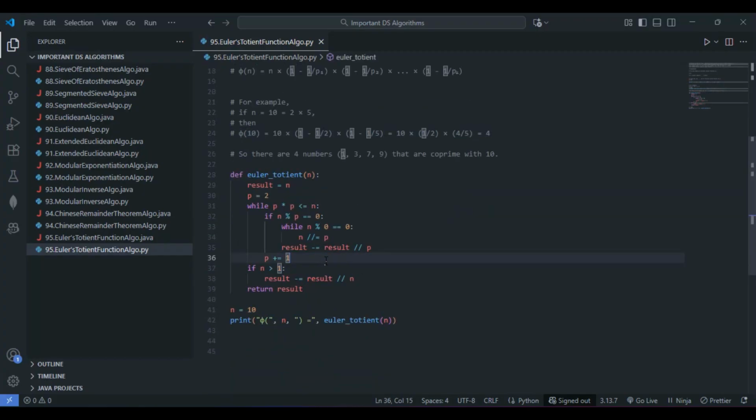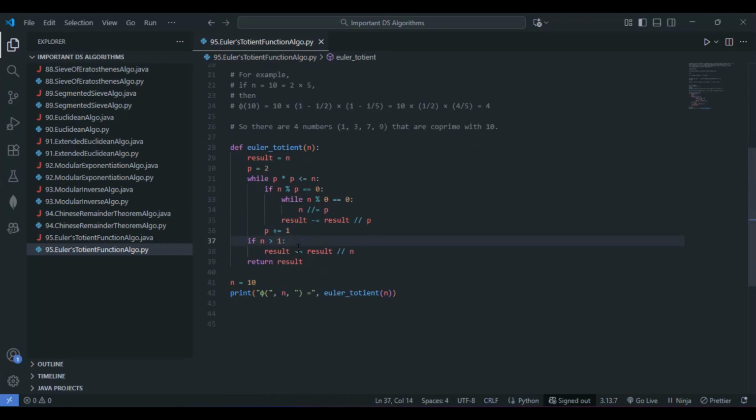Next, if n greater than one, line number 37. After the loop, if there is a remaining prime factor, then result equals result minus result by n. Nothing but we are applying the adjustment for that particular last prime, right? Finally, we are just returning the result, meaning we are just returning the computed totient value in simple terms, right?